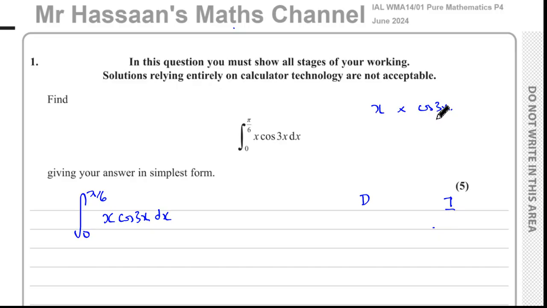Now, if you differentiate cosine 3x, it becomes minus 3 sine 3x. It becomes more complicated. If you differentiate x, it becomes 1. And if you differentiate 1, it becomes 0. This is what's going to break down and become simpler. So for sure, when you have a choice between x and cosine of something, or e to the power of something, we're going to choose x.